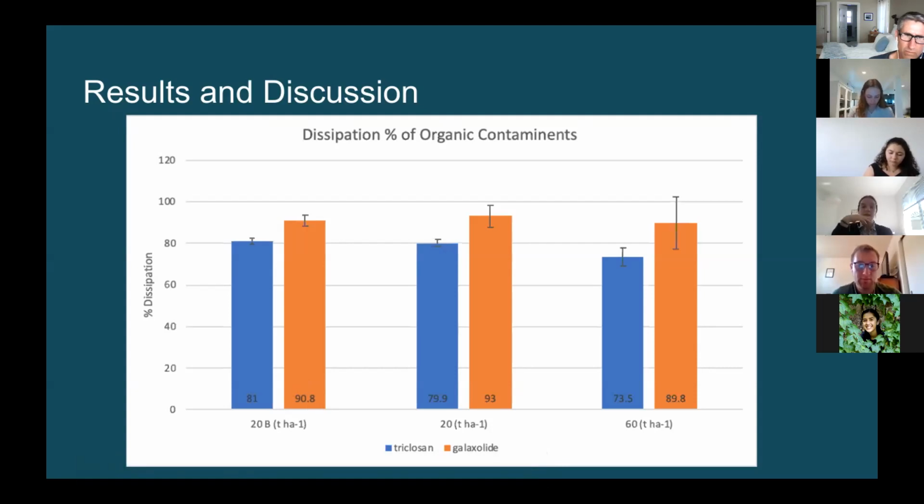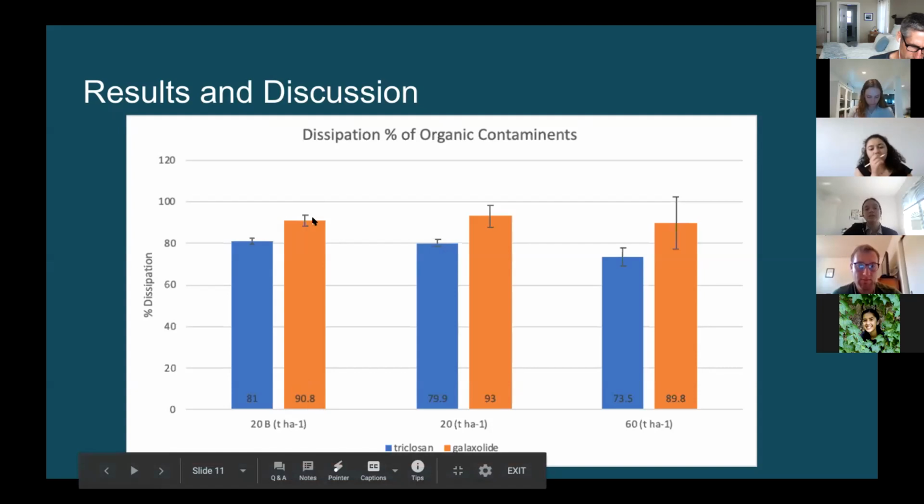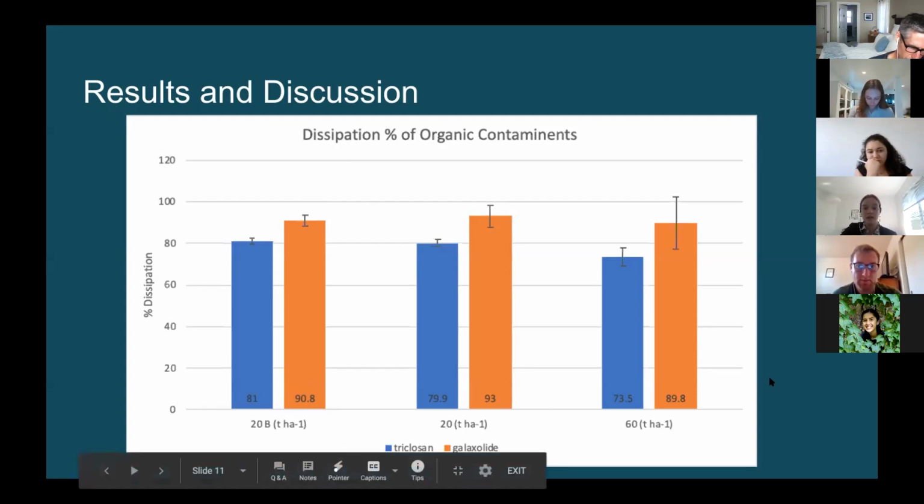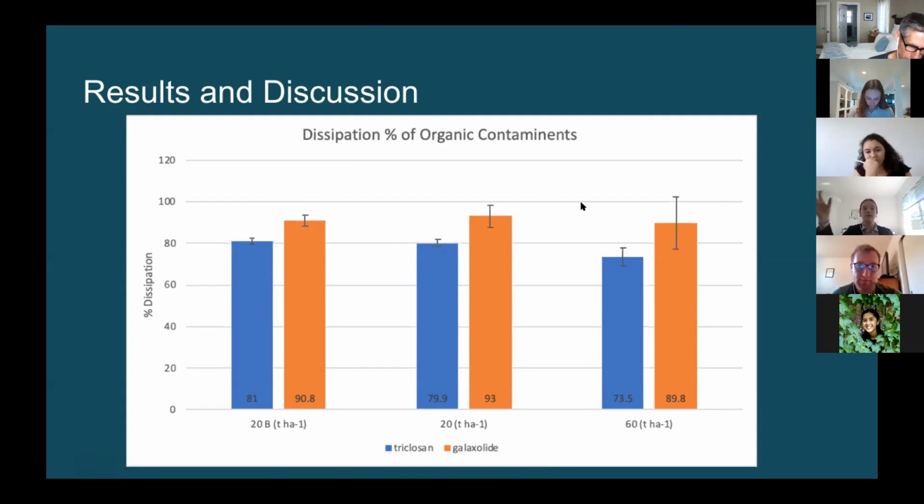And then we also have the standard deviation, which were measured when they took the controls and they spiked it with the specific organic contaminants when they were analyzing their data. So that's how you can get this standard deviation, which is how far it is from the mean. And then dissipation means how much the organic contaminants kind of spread and dispersed.